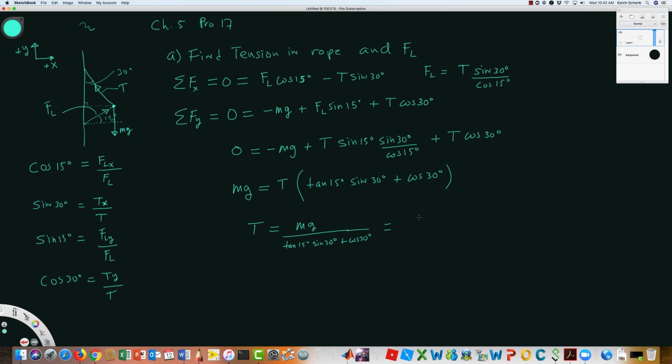So what is our weight? Our mass is 52 kilograms. So we have 52 kilograms, and always put your units in when you're doing calculations, times 9.8 meters per second squared over something that's completely unitless: tangent 15 degrees, sine of 30 degrees plus the cosine of 30 degrees. Let's check our units. Kilograms meters per second squared is, of course, newtons, so we're good. Always check your units.